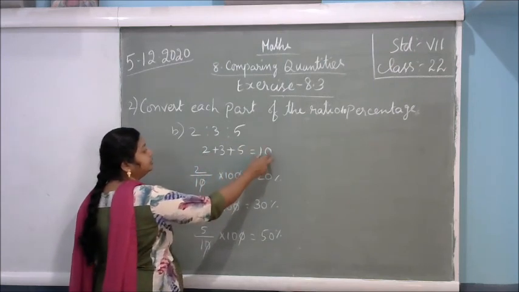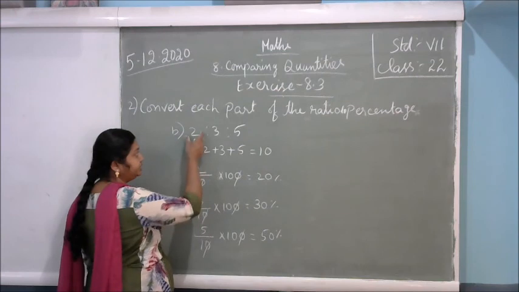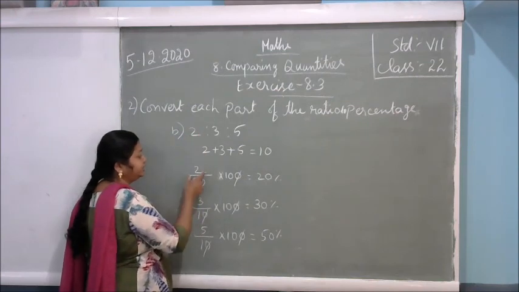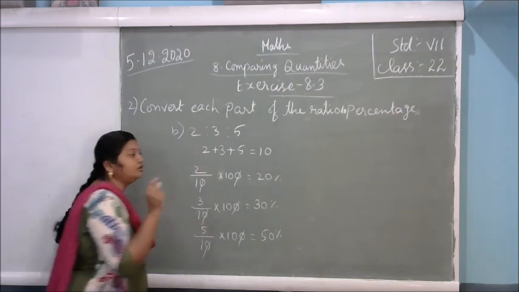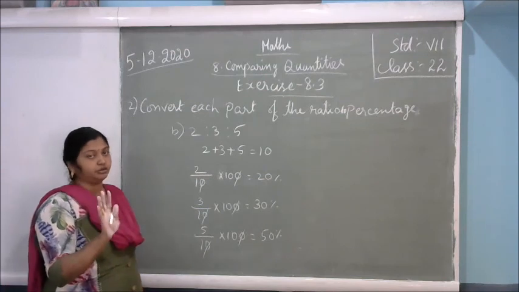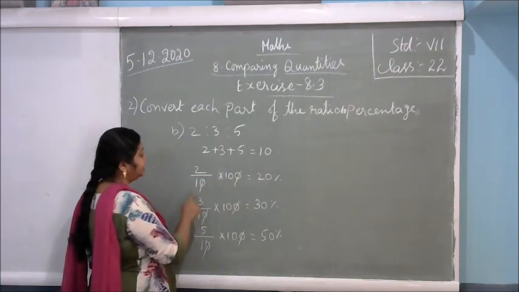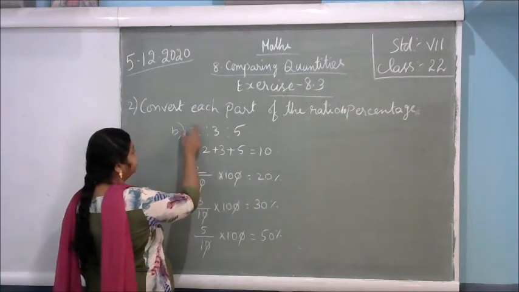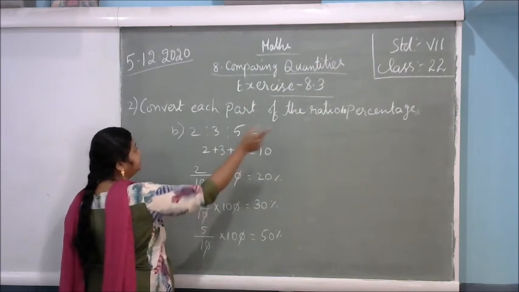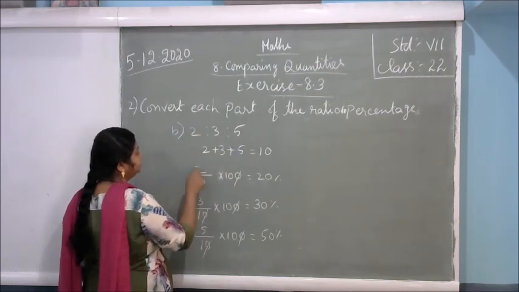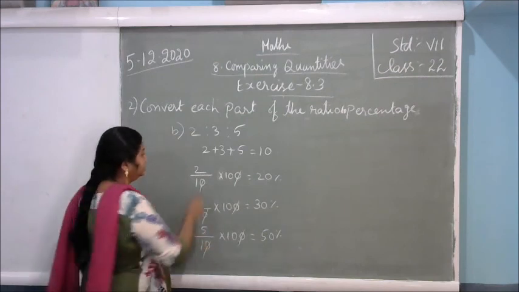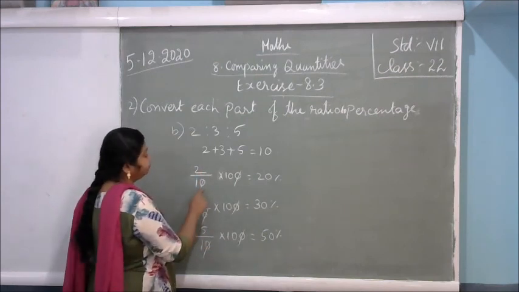So you got the total. Using the total, you have to write the first part in fraction form. So the total you should always write as the denominator. So the total is 10, which I wrote in the denominator, and for this first part I am going to find the percentage. This part is 2, so I wrote 2 as the numerator. So 2 divided by 10, 10 percentage.